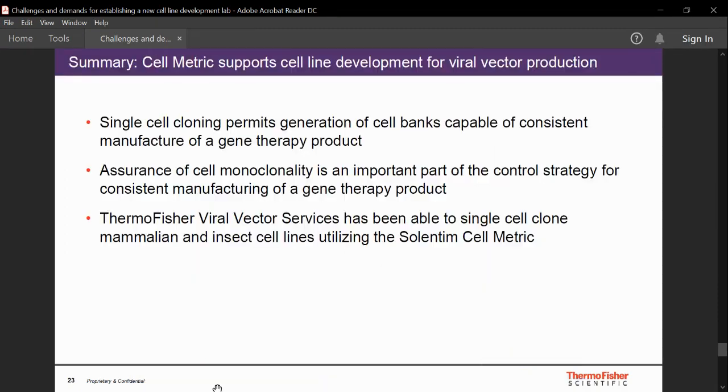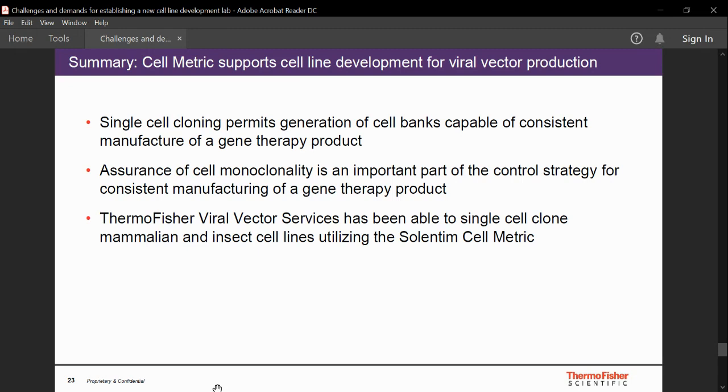In summary, the Cell Metric supports cell line development for viral vector production. Single cell cloning permits the generation of cell banks that are capable of consistent manufacture of a gene therapy product. It assures that cell monoclonality is an important part of the control strategy for consistent manufacturing of a gene therapy product. And Thermo Fisher Viral Vector Services has been able to single cell clone mammalian and insect cells utilizing the support of the Solentim Cell Metric.